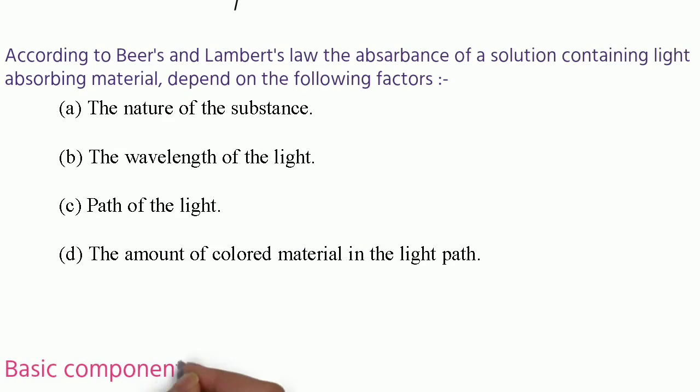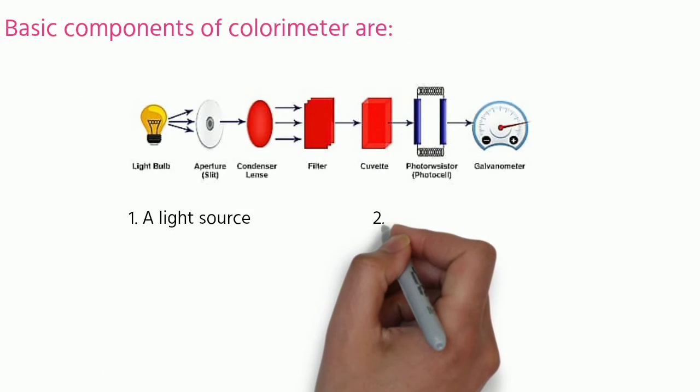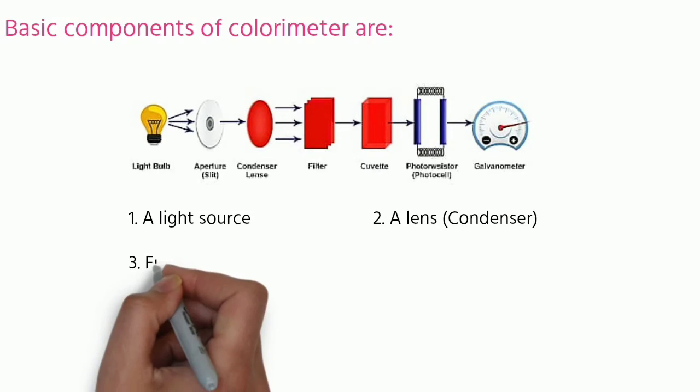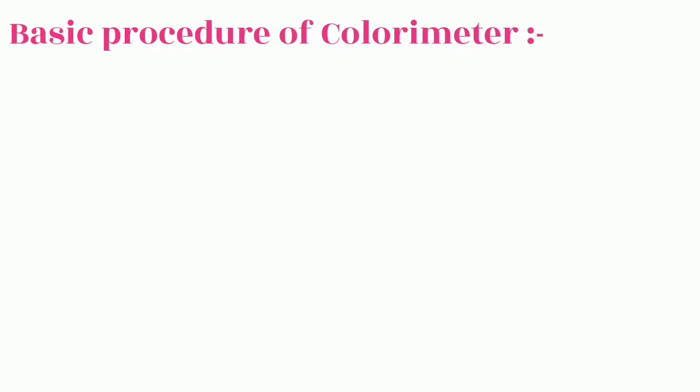The basic components of a colorimeter are, as you can see in this picture, a light bulb, meaning a light source, a lens, meaning a condenser, a filter, cuvettes, and a galvanometer. Now we will see the basic procedure of the colorimeter.